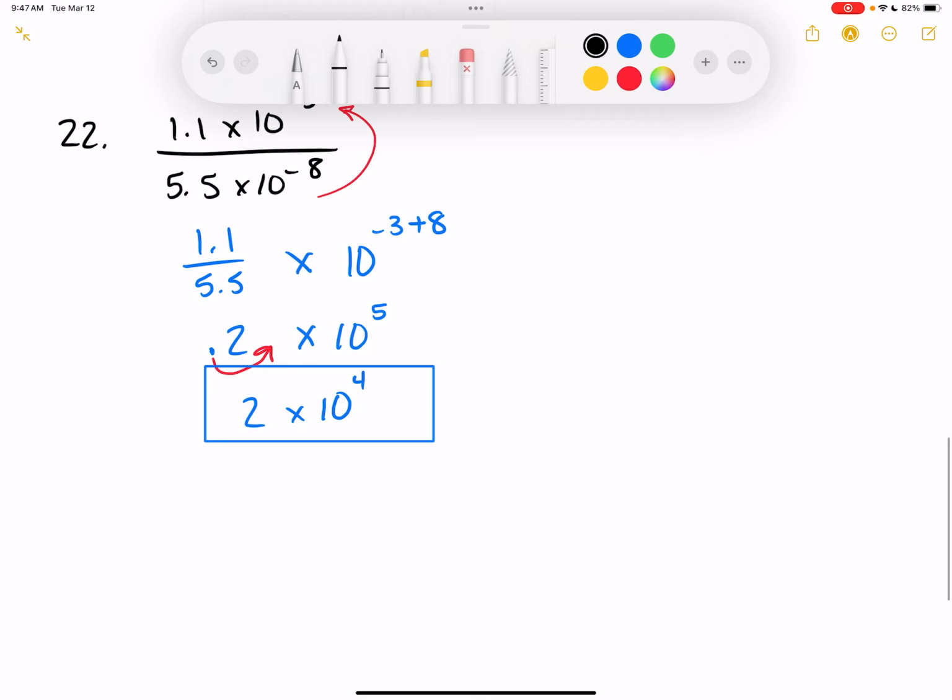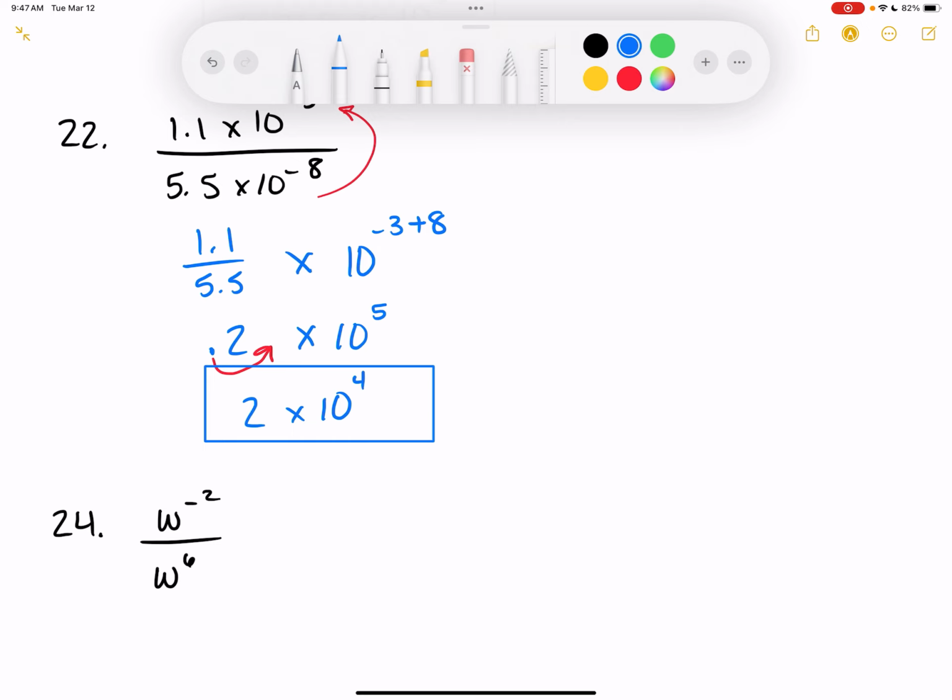24: w to the negative 2 over w to the 6. So we're back to I can't have negative exponents. The only time you can have negative exponents in the final answer is in scientific notation. Everything else I need to make them positive. So what do I need to do with this one?